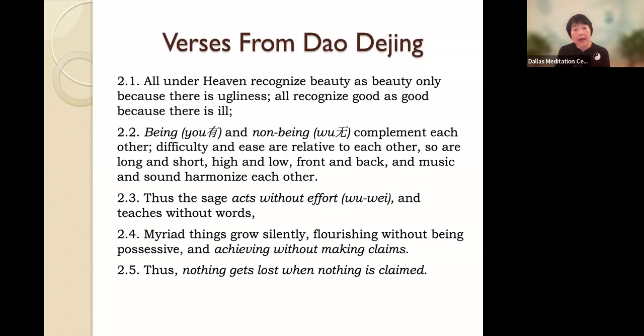Thus, the sage acts without effort, Wu Wei, and teaches without words. Sun shines everywhere without discrimination. Myriad things grow silently, flourishing without being possessive, and achieving without making claims. That is Wu Wei. Thus, nothing gets lost when nothing is claimed.